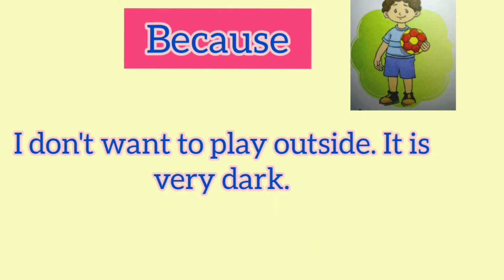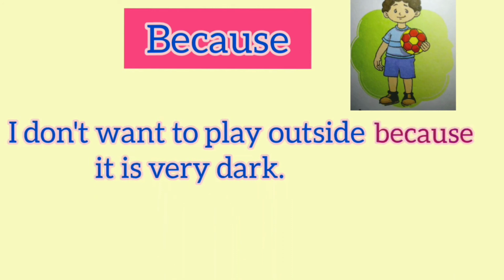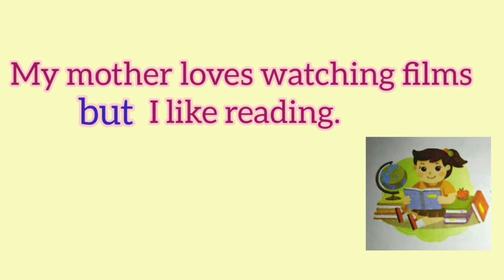I don't want to play outside. It is very dark. I don't want to play outside because it is very dark. Now let's see how do we join sentences by using and, but, or, because. My mother loves watching films, but I like reading. So these are two opposite sentences.